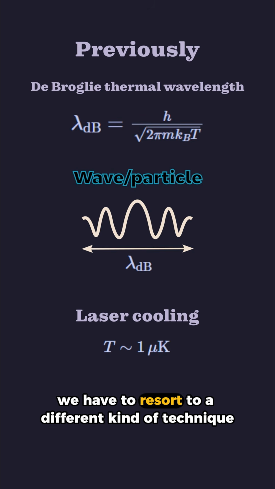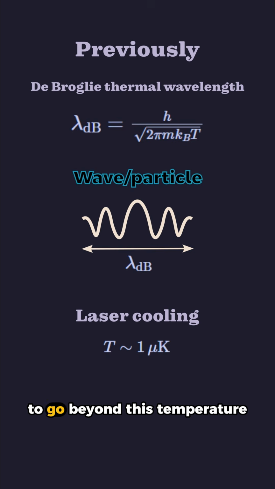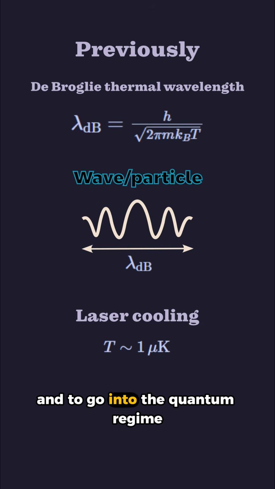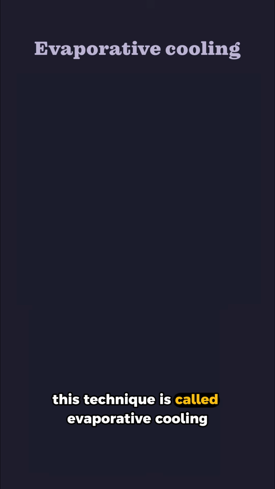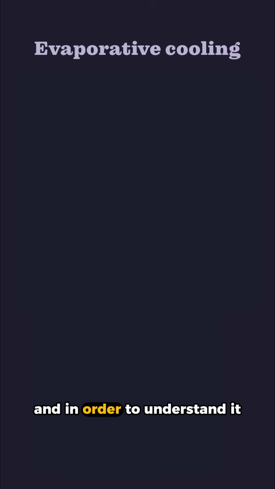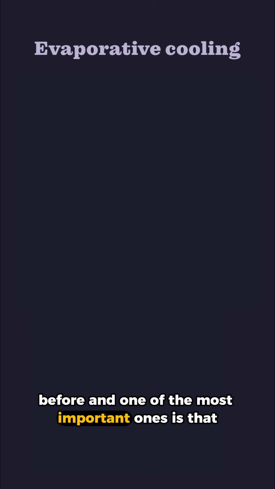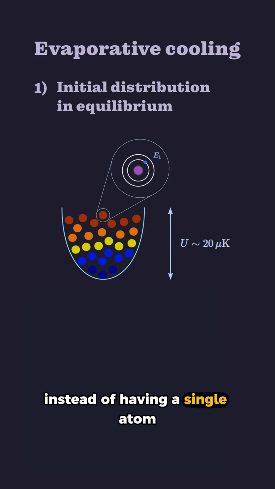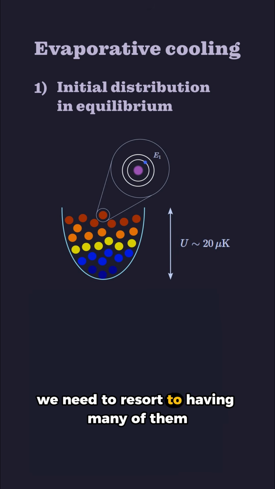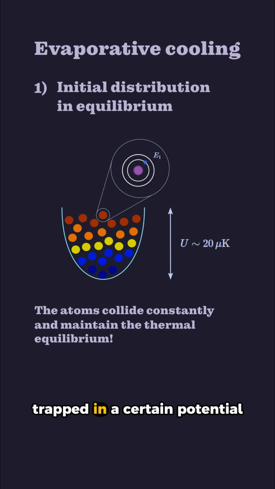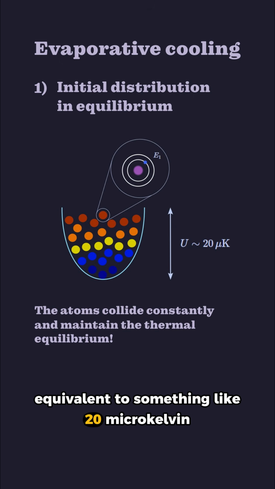So now we have to resort to a different kind of technique to go beyond this temperature and to go into the quantum regime. This technique is called evaporative cooling, and in order to understand it, we need to change a few of the things we were assuming before. One of the most important ones is that instead of having a single atom, we need to resort to having many of them trapped in a certain potential with a depth equivalent to something like 20 microkelvin.